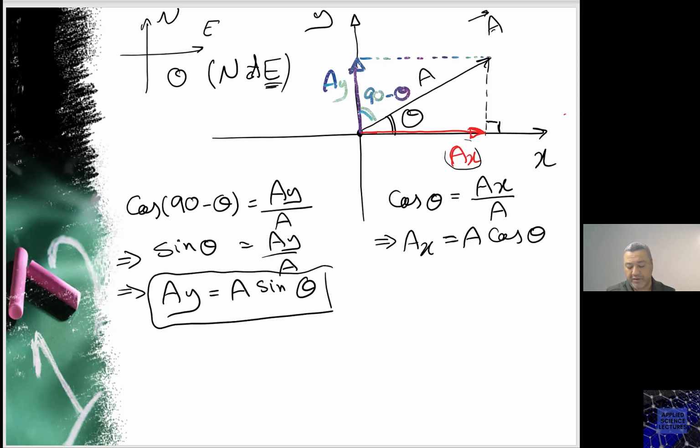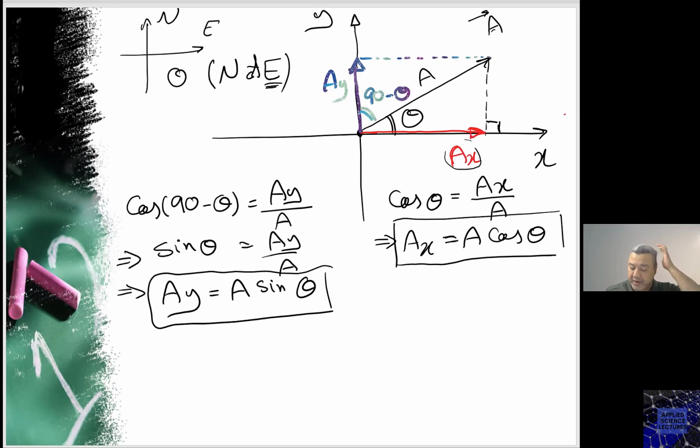So this is how I get the projection of a vector right on the coordinates. Now, always keep in mind, as long as you have the A here projected on the axis and the theta is in between, then it is A cosine theta. If it's the other angle that has the complement, it will be A sine theta, or cosine 90 minus theta, which is sine theta. So this is how we do it.